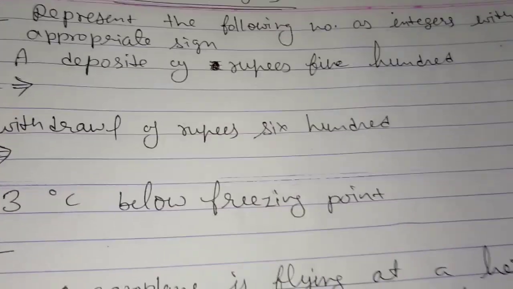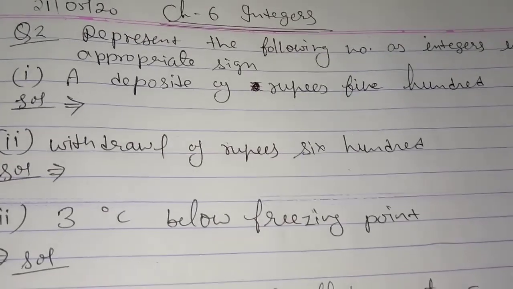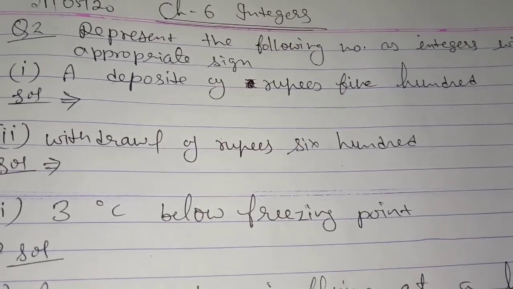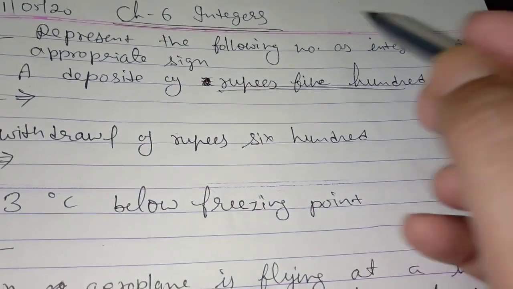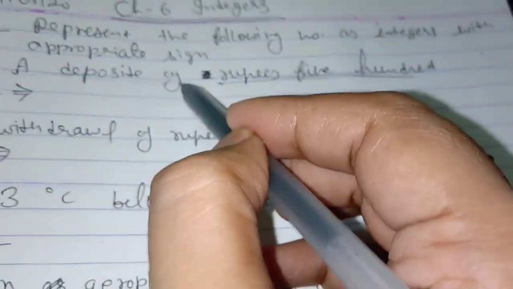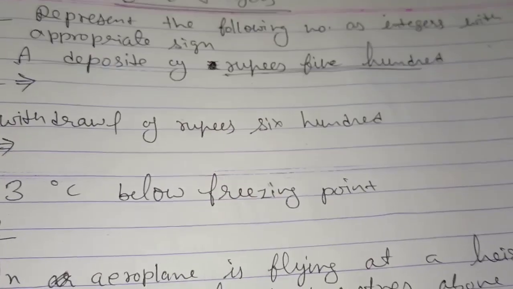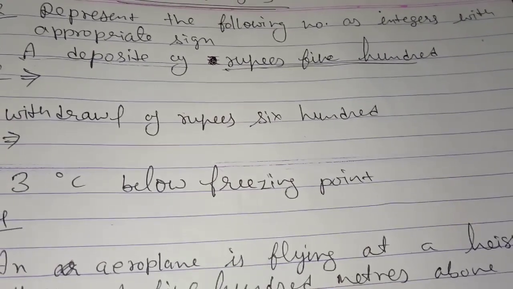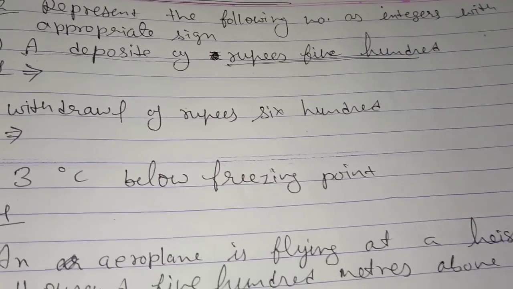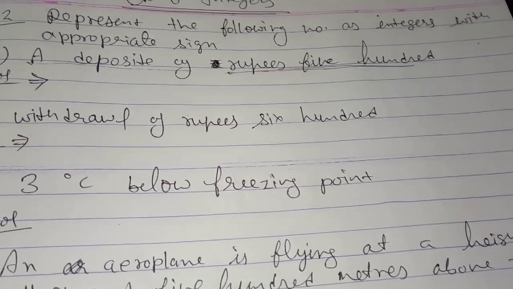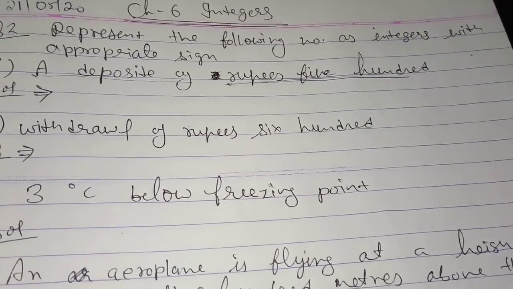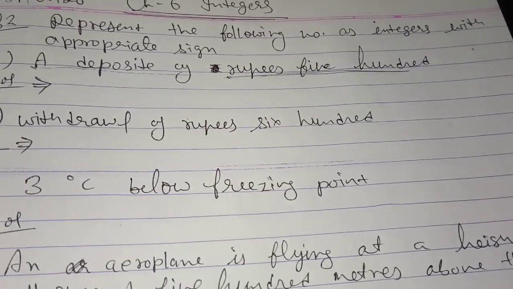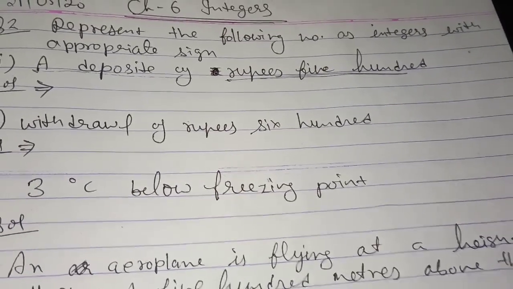A deposit of rupees 500. We have to represent the number with appropriate sign. How? Rupees 500, and here also you have to read a deposit of. Suppose that any person is going to the bank and he has an account in the bank. If he wanted to deposit this money in the bank, so this will be for him a positive or negative.